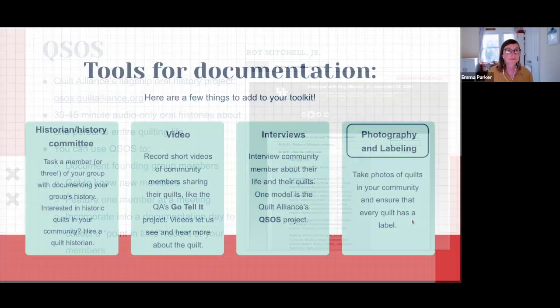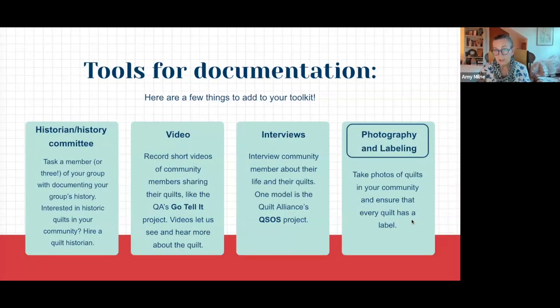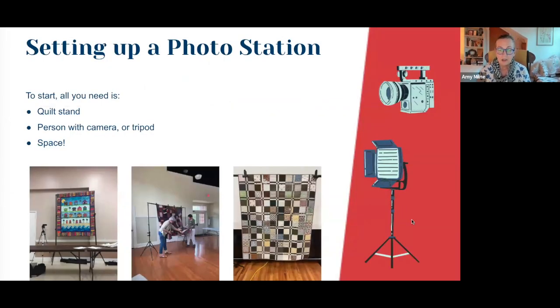So the next tool for documentation is photography and labeling, and maybe that's the one that we're all most familiar with. If you've heard Emma and I ever speak, or you've talked to us at a show or an event, you know that we are always focusing and encouraging labeling and photography too. So this really is pretty simple, taking photos of your quilts in your community and ensuring that every quilt has a label. Really important. And you might set up a photo station for your group.